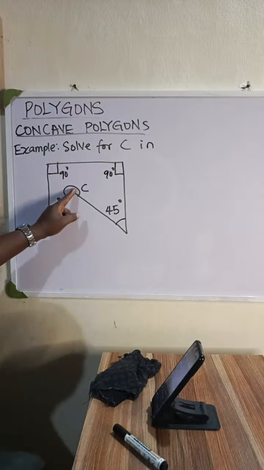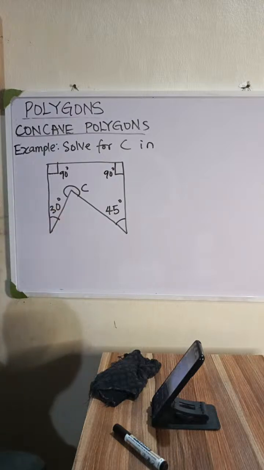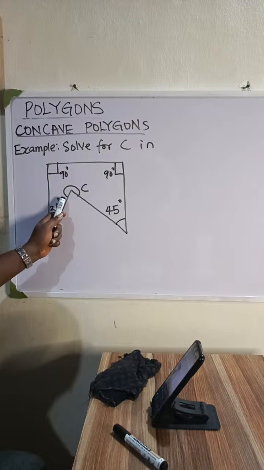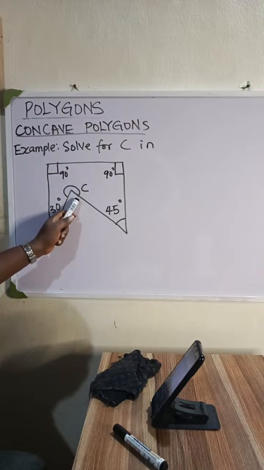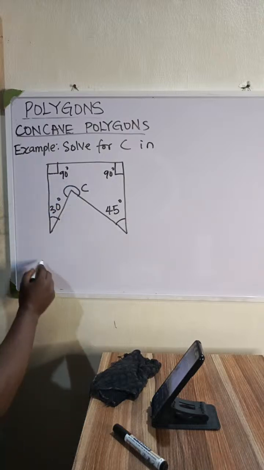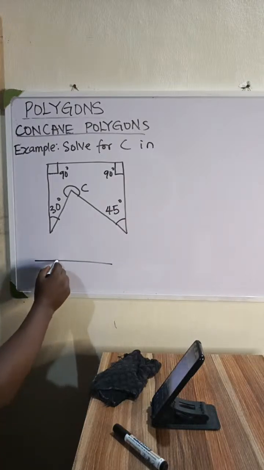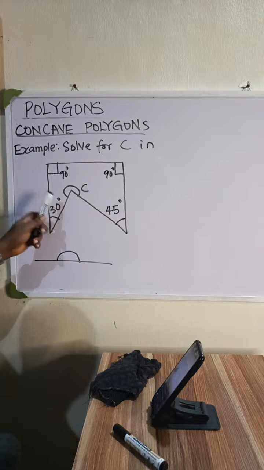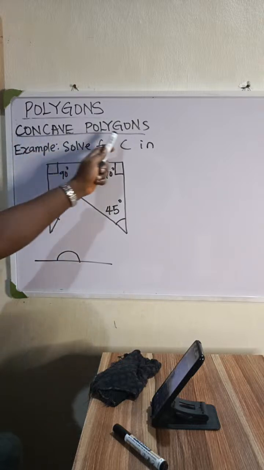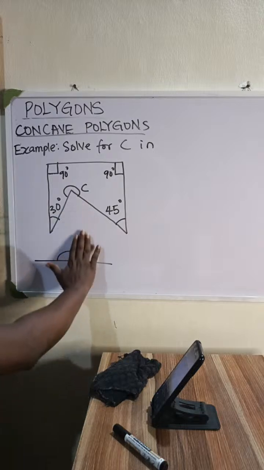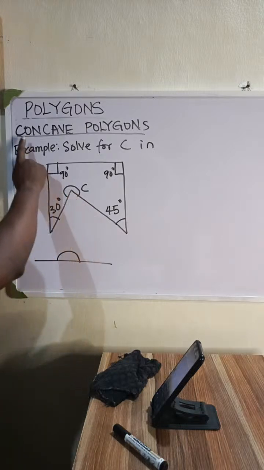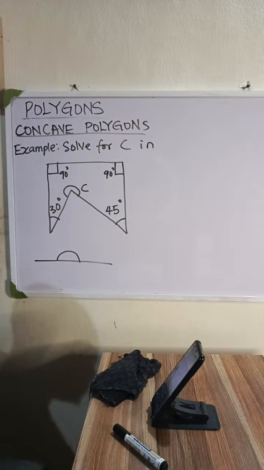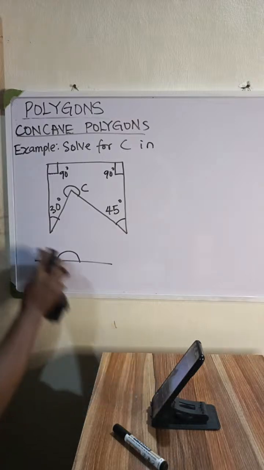So we're expected to find this angle here. Since this angle looks more than 180 degrees, remember 180 degrees is a straight angle, this polygon has one of its angles more than 180 degrees, so it is a concave polygon. You can see it goes inside. That's why it's called a concave polygon. But you solve it just the way you solve every other polygon.